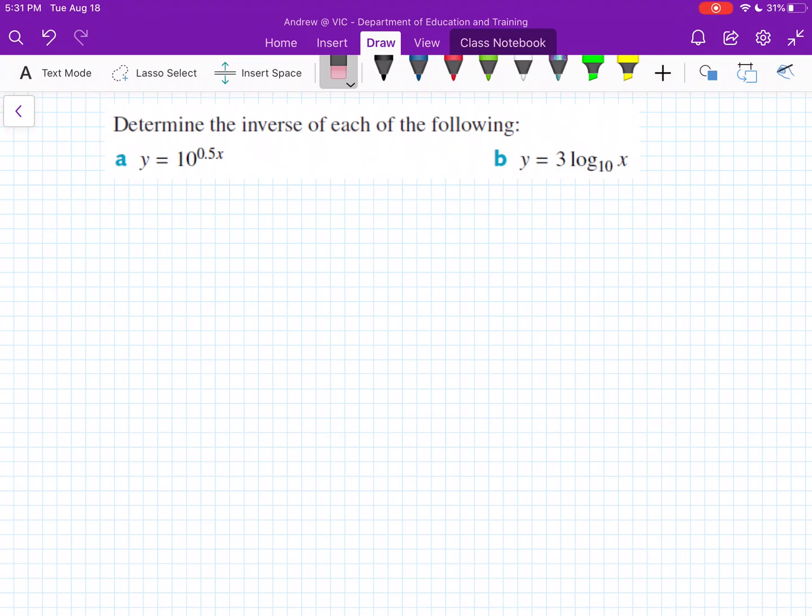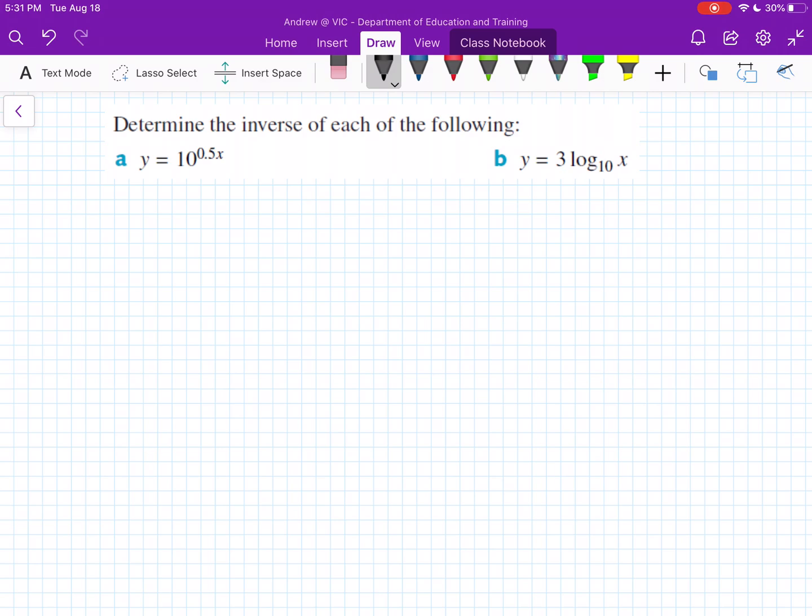G'day everyone, in this video we're looking at finding the inverse of exponentials and logarithms. How we actually do this is just like any other inverse, we swap x and y and then we need to solve for the other. But how we solve for the other is by converting it: if it's an exponential, into a logarithm, and if it's a logarithm, converting it into an exponential just to get it by itself. So we'll go through this process here.